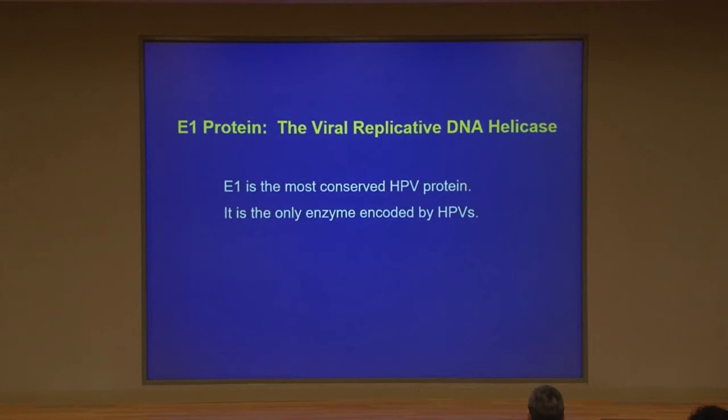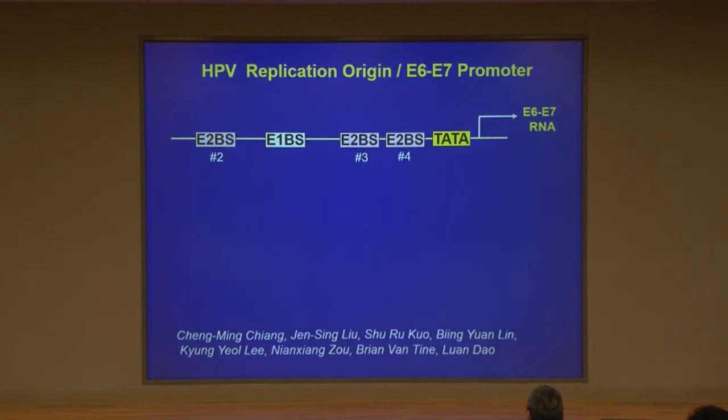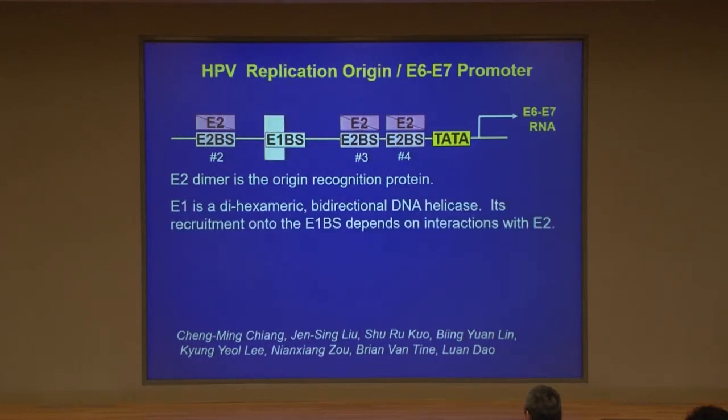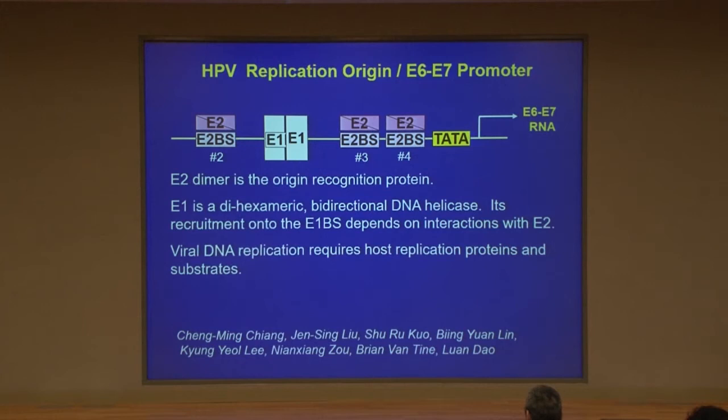And it's the only enzyme. So why is it so interesting? And this is the origin, consists of E2 binding site and E1 binding site. E2 binds as a dimer, and it recruits E1, which binds as a dihexamer. So everything else comes from the host. So that's why the cell has to go back into S phase.